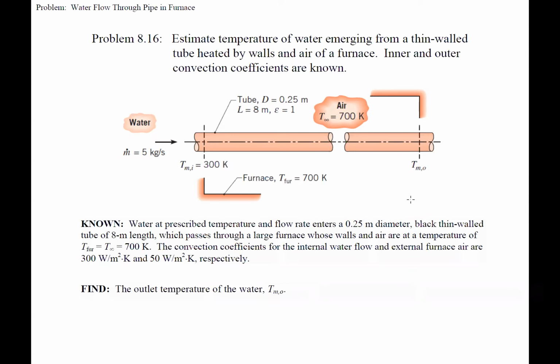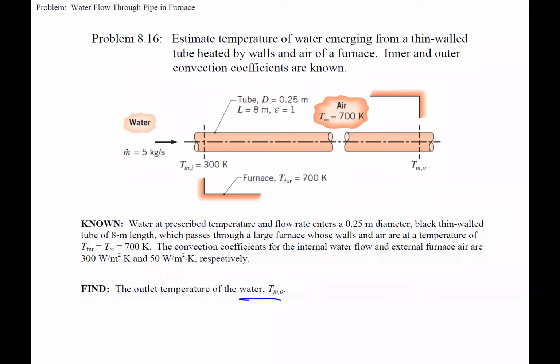furnace. And then they say, part A, write an expression for the linearized radiation coefficient corresponding to radiation exchange between the outer surface of the tube and the furnace walls. Explain how to calculate this coefficient. The surface temperature of the tube is represented by the arithmetic mean of its inlet and outlet values. And then part B is determine the outlet temperature of the water. So the mean outlet temperature.